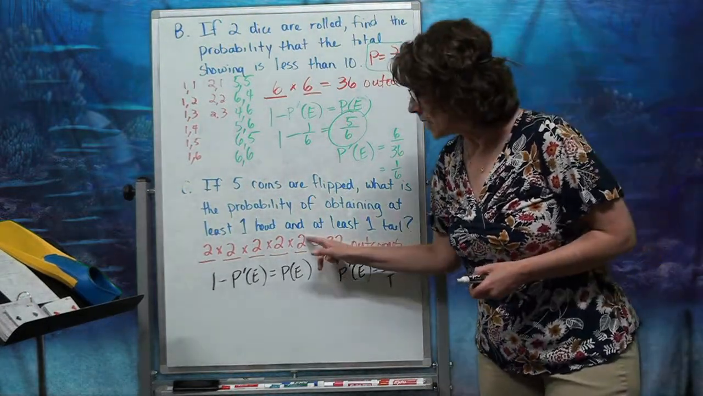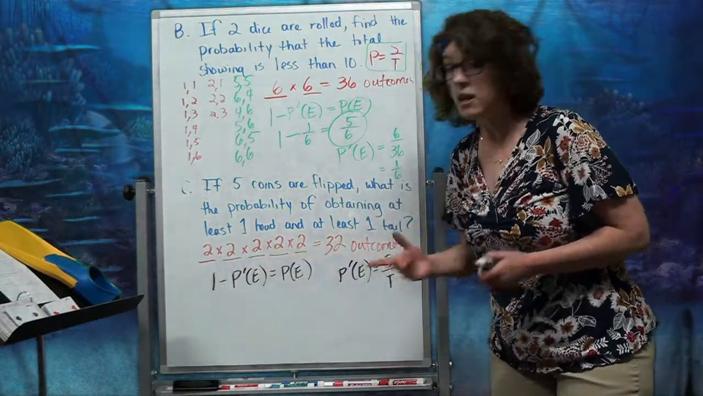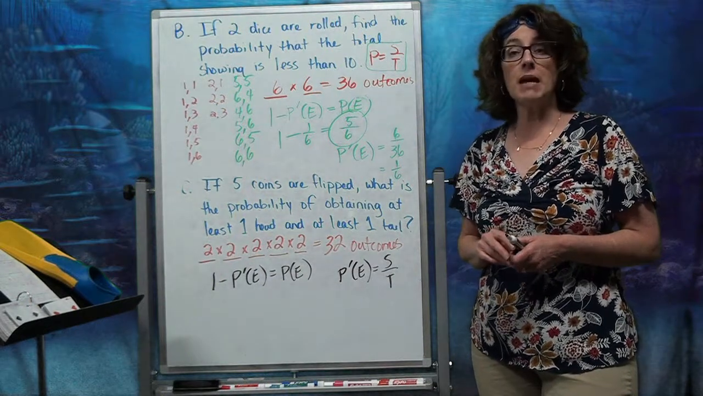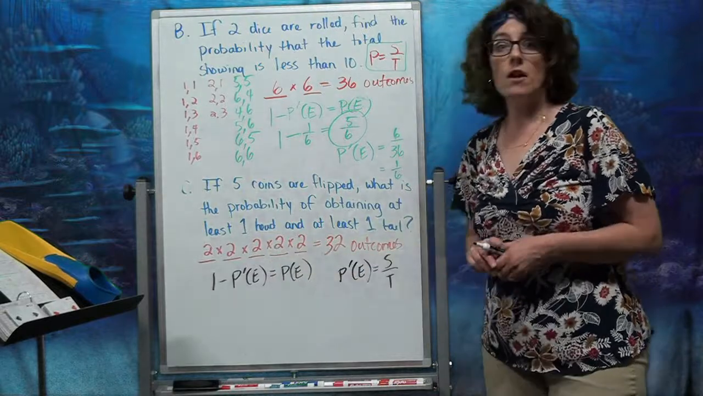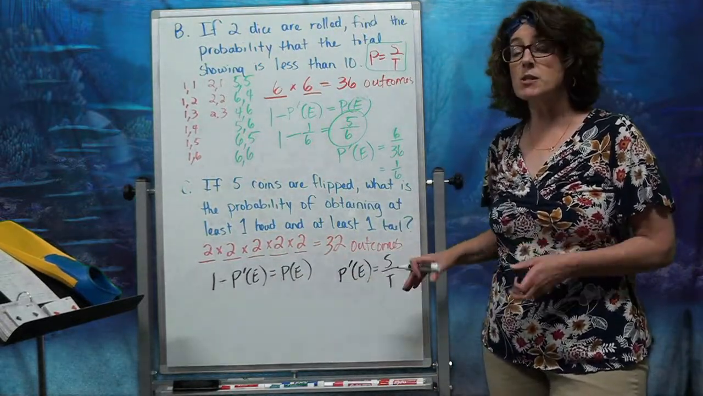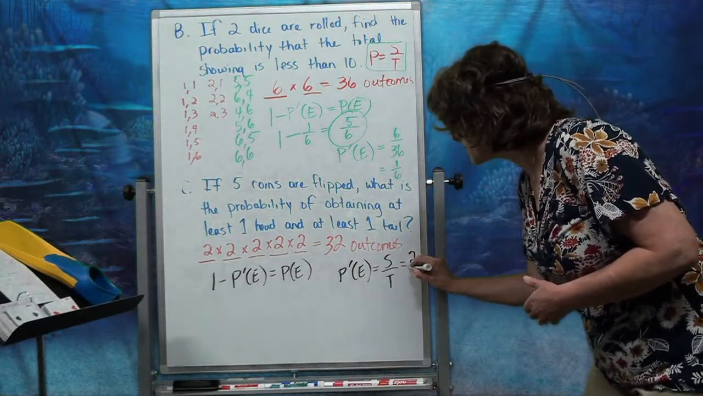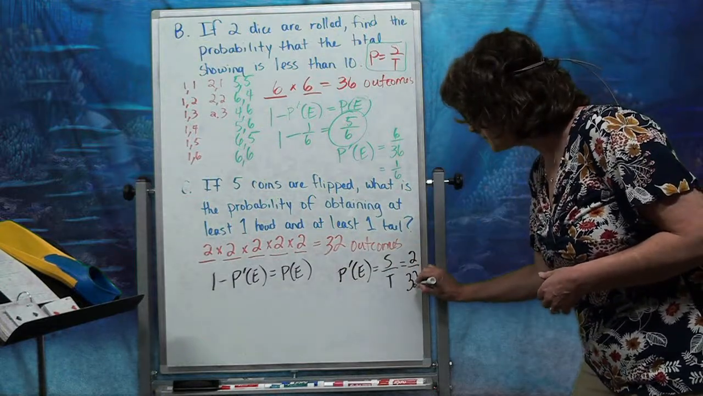Well, how many times can I make this all heads? It would have to be head, head, head, head, head. There's only one way to make that happen. But what's the chances of making it all tails? That would be tails, tails, tails, tails, tails. There's only one way to make that happen. So in terms of this complement, the success is being all heads or all tails. There's only 2 ways that I could be successful out of 32 total outcomes.